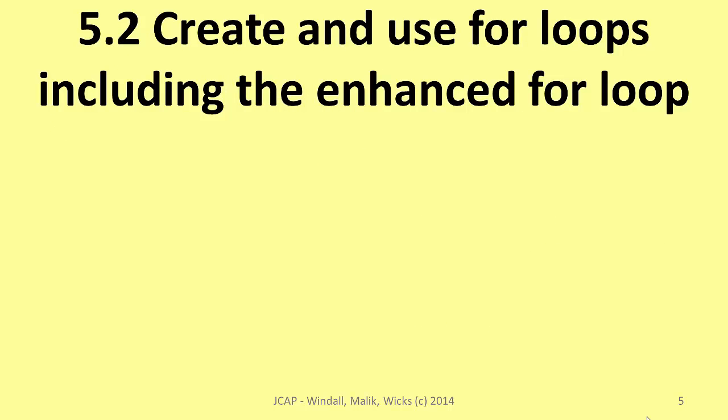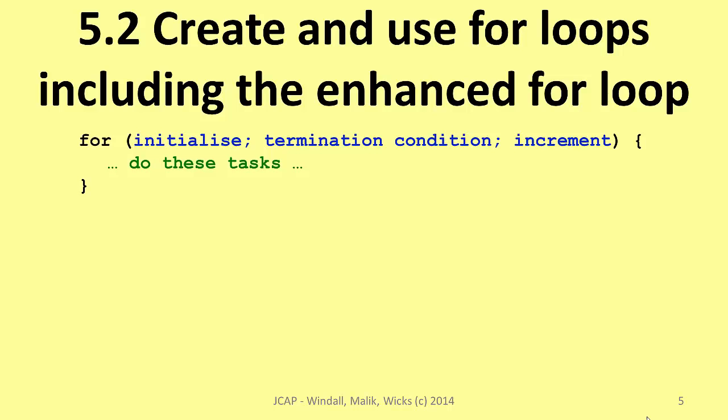Creating and using for loops, including the enhanced for loop. The general format for a for loop is for, open brackets, and then you have initialize, a termination condition, and an increment, or something that happens at the end of the loop in any case, so when it meets that final curly bracket. And then it'll do any tasks in between. So an example might be, for int i equals 0, while i is less than 6, i++. And it will keep doing those tasks between the curly brackets as long as i is less than 6.